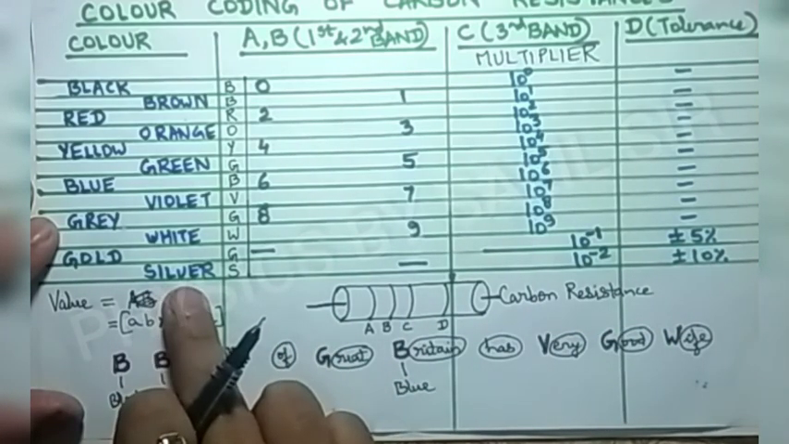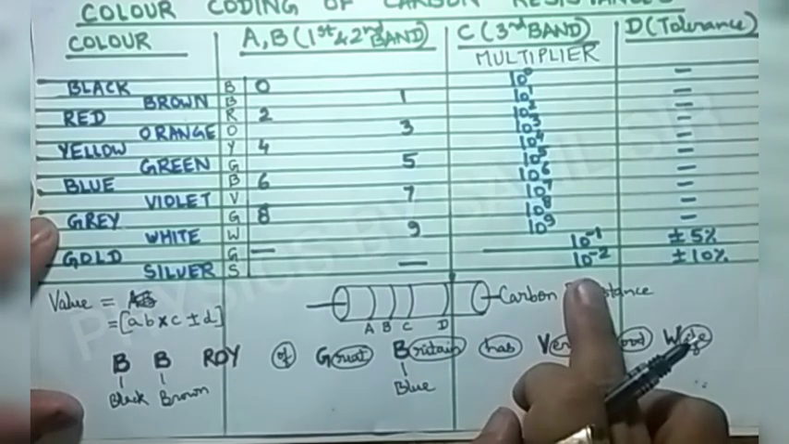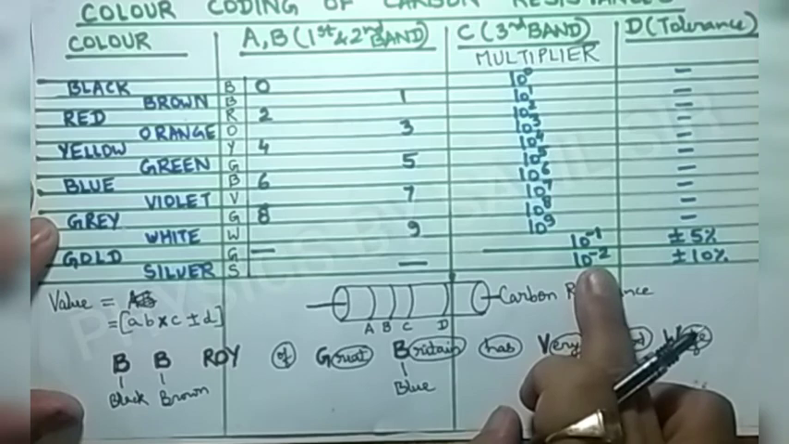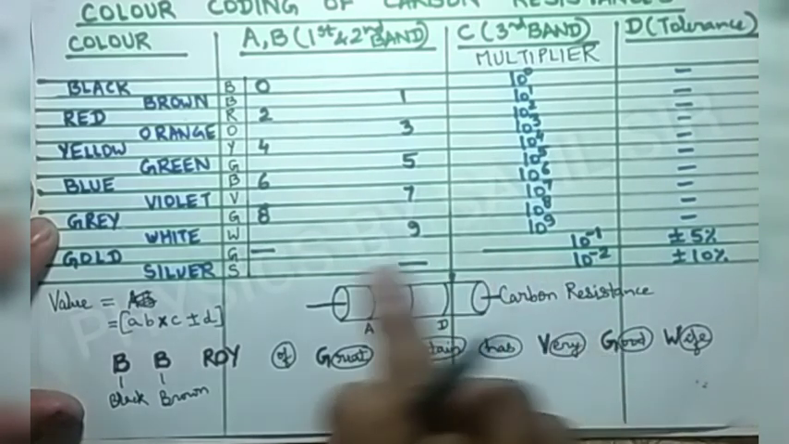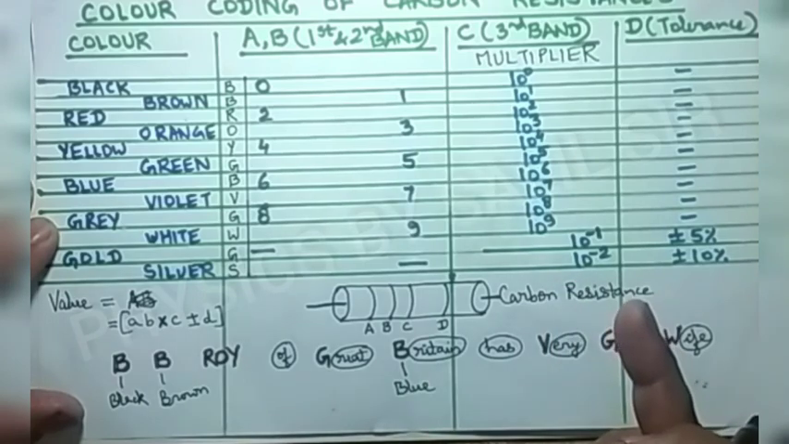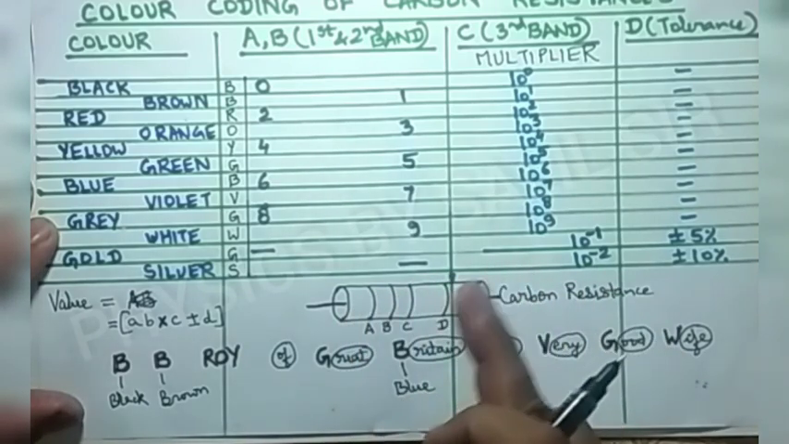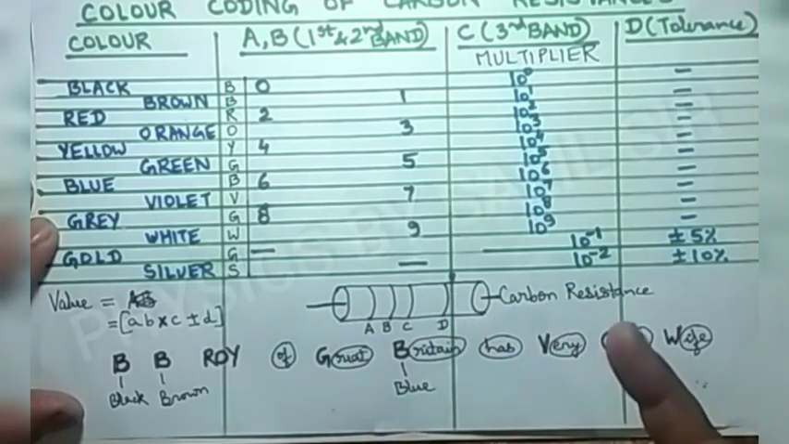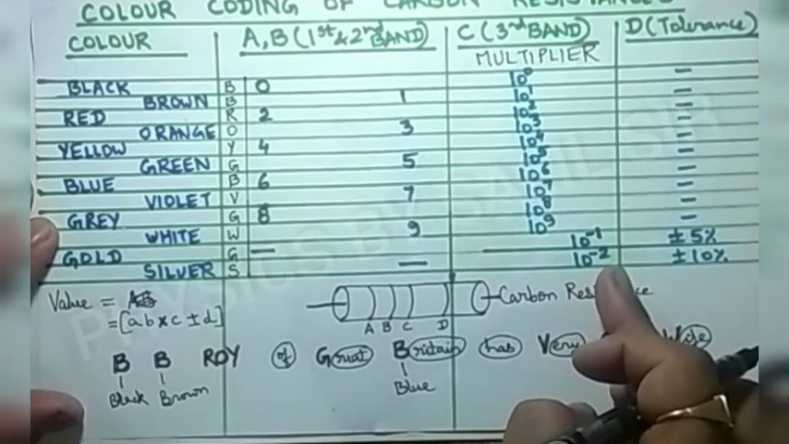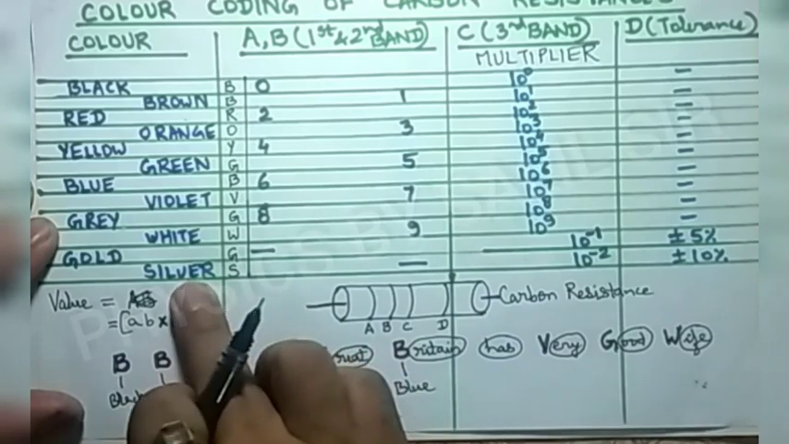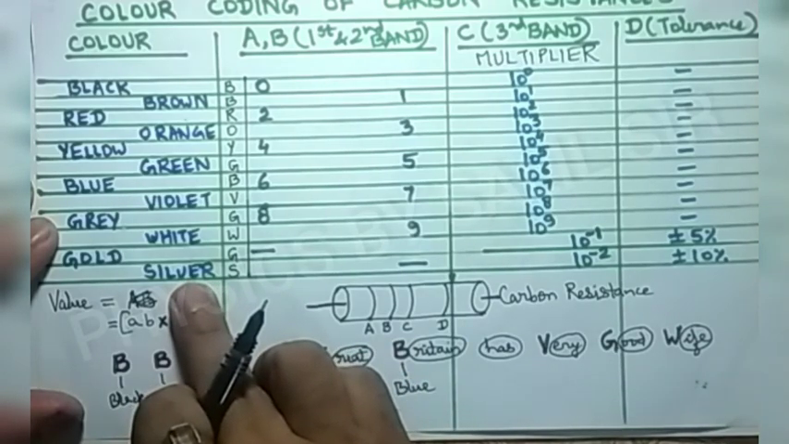Similarly, it is for silver also. If we get silver as third color in any resistance, then 10 to the power minus 2 will be multiplied to AB. AB means first and second color. A is the value of the first color, B is the value of the second color, and these will be multiplied by 10 to the power minus 2 in case we are getting silver as the third band of the resistor.